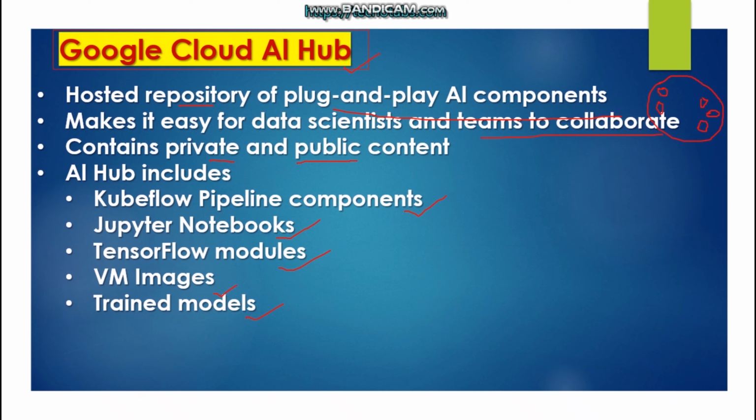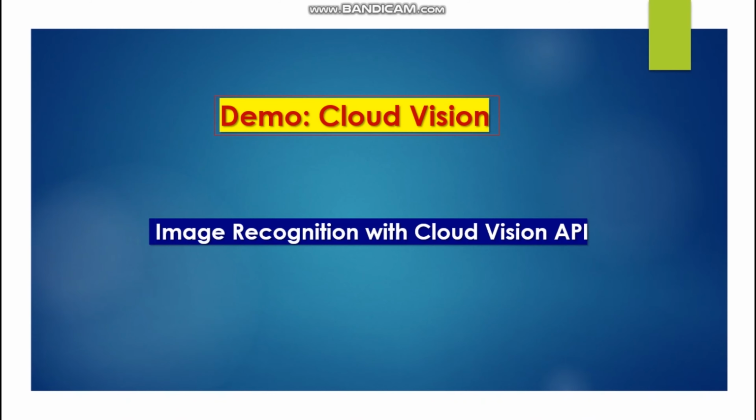All right. So that's all you need to know about the AI Hub in this section. It's time for one more demo. And in this demo, we will look at image recognition with the Cloud Vision API. So with the use of Vision API, we will give an image as an input. It will recognize what all things are available in that image. It will give it as output.